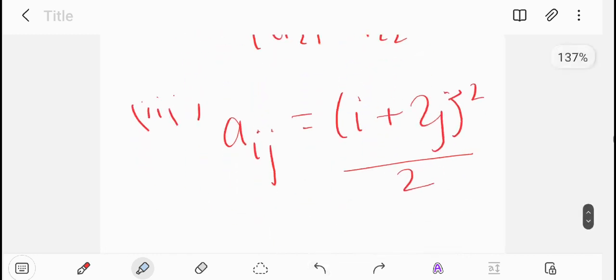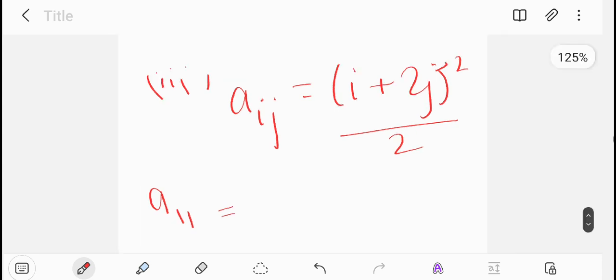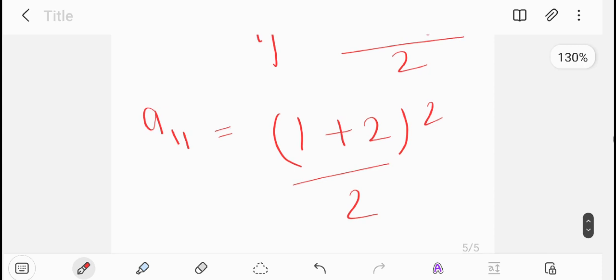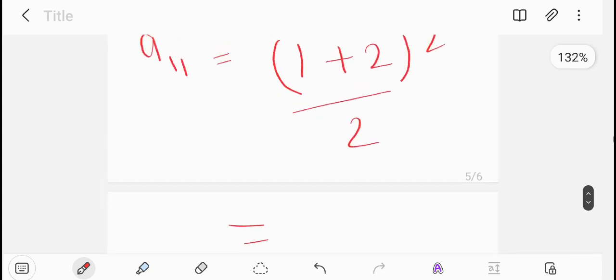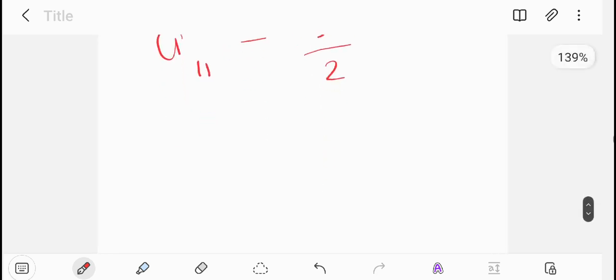So if we check the formula, we have given aij. What is required? a11. So that means i and j are both equal to 1. Simply put i and j as 1 in the given formula. What will we get? We will get this, isn't it? Then further solving it, what do we get? 9 by 2. So our a11 is 9 by 2.